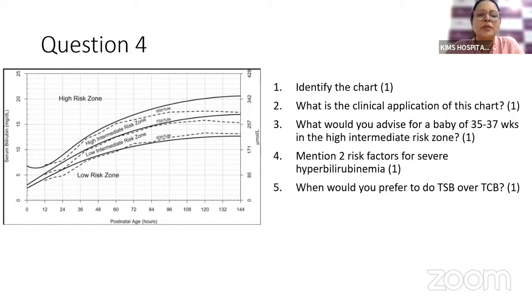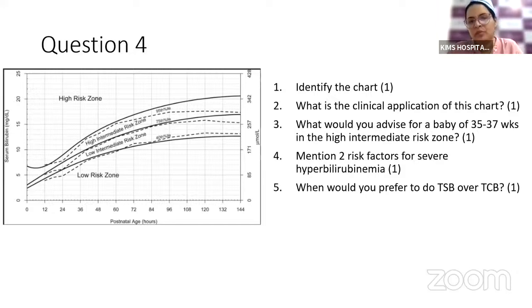High intermediate risk zone represents 75th to 95th centile, whereas the high risk zone represents bilirubin values above the 95th centile for that postnatal age. So this is applicable when we are discharging a baby who apparently doesn't have significant jaundice on clinical assessment. You would have performed a transcutaneous bilirubin or a serum bilirubin based on the postnatal age and based on the other investigations that are needed, or based on your unit policy.